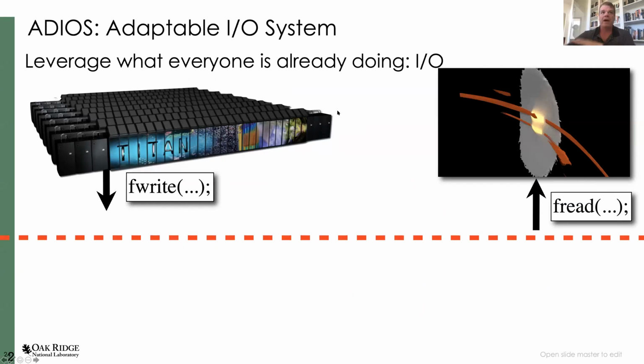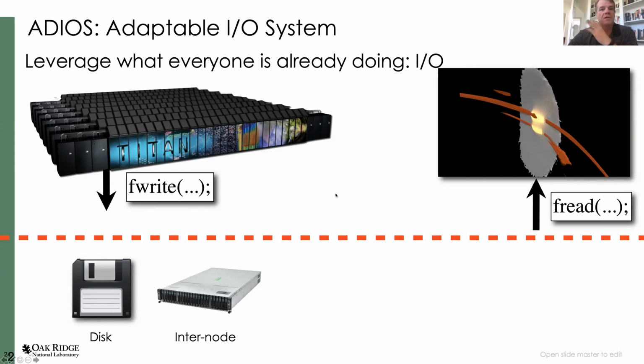So the real power of ADIOS is that it leverages what everybody's already doing. All data producers write data, and all data consumers read data. And so ADIOS provides this abstraction that a producer will write data to disk, and the visualization can read it. It can also, using the exact same API, the simulation can write and the visualization running on the same node can essentially read that data out of memory and work on it. And again, it's the same API, nothing's changed.